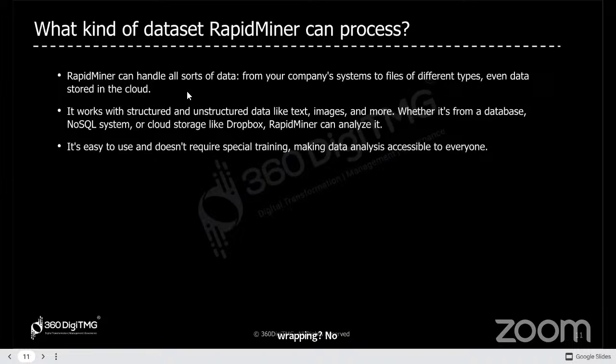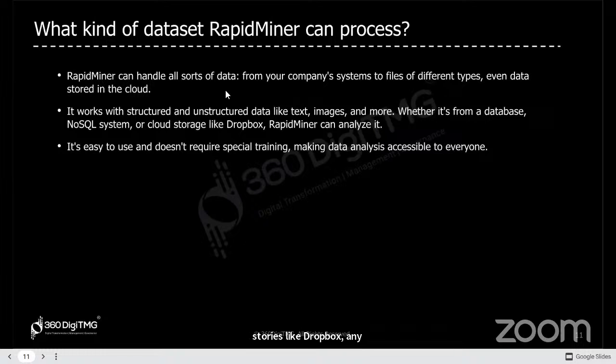Now, what kind of data sets can RapidMiner process? RapidMiner can handle all sorts of data, from your company systems to files of different types, even data stored in the cloud. It works with structured data as well as unstructured data, whether it's from a database, a NoSQL system, or cloud storage like Dropbox. Any data, RapidMiner can use and analyze.